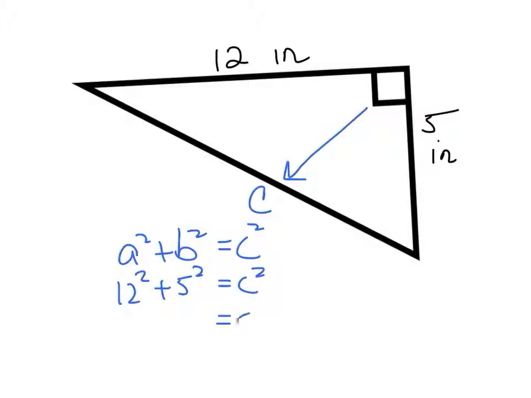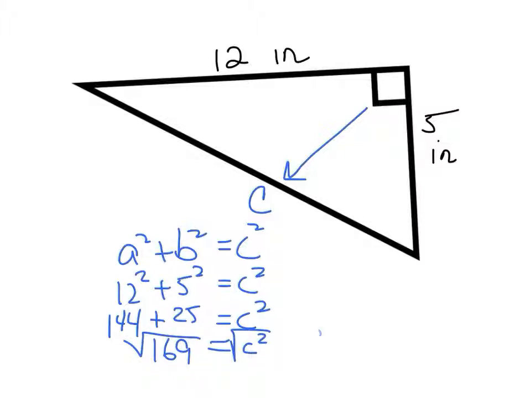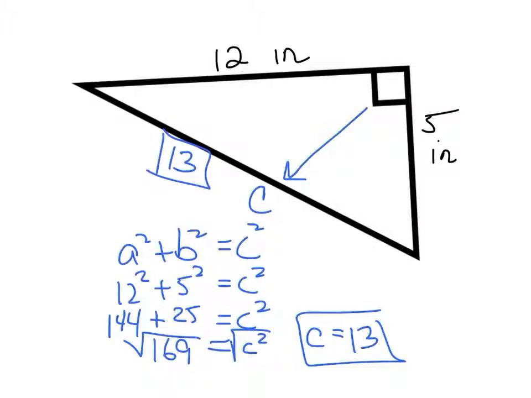So finding that value, 12 times 12 is 144. 5 times 5 is 25. So adding the numbers together, we'll get 169 is equal to c squared. Square rooting both sides, c is equal to the square root of 169, which is 13. So the length of that value there is 13.